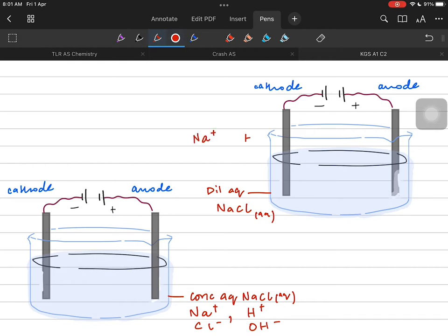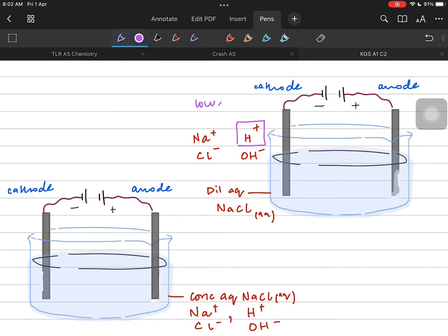Similarly, when we talk about the dilute aqueous sodium chloride, again, Na plus and H plus ions are the cations, Cl minus and OH minus ions are the anions. Now we need to look at the fact that cations are similar and there is no role of concentration in terms of cations. So in both cases, the results are going to be the same.